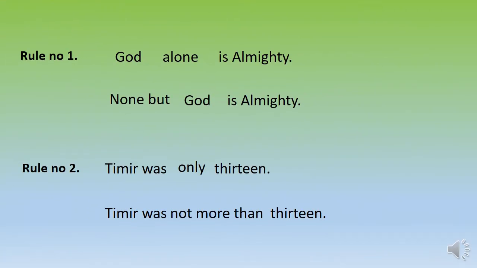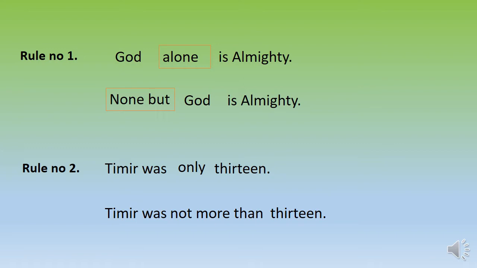Okay, now we have some examples on our screen, and through these examples we are going to know some rules of changing affirmative sentence to negative sentence or negative sentence to affirmative sentence. So the first example is, God alone is almighty. If we have alone in a sentence, we will use none but instead of alone. Okay, so the sentence will be, none but God is almighty. Okay, so this is rule number 1. If we have alone in our affirmative sentence, we will use none but instead of alone to make it a negative sentence.